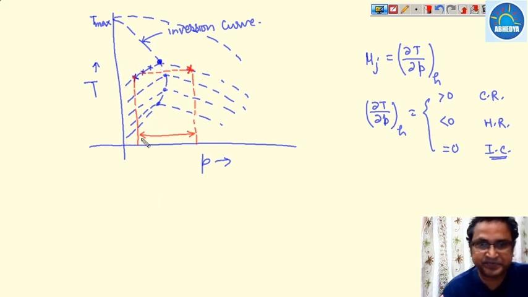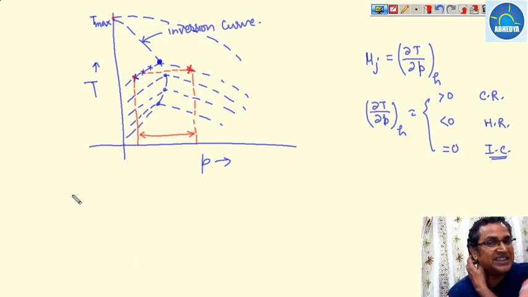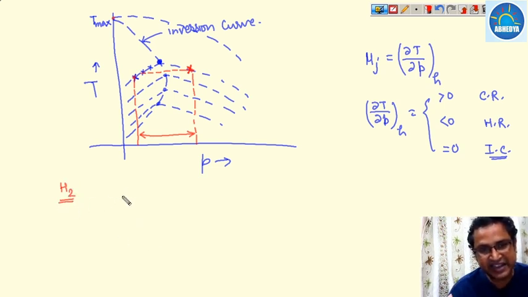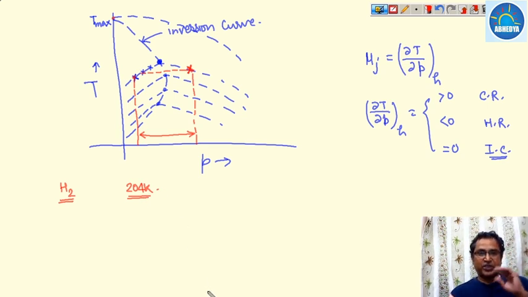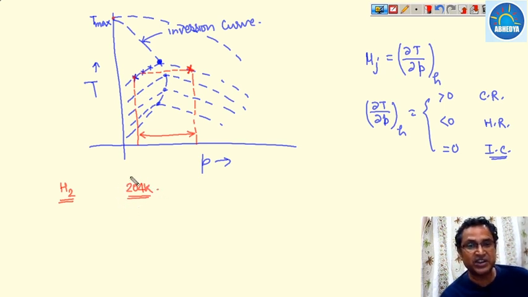Okay, and beyond this maximum temperature, since there is no cooling region, the cooling effect will not be obtained. As in the case of hydrogen, its maximum inversion temperature is around 204 Kelvin. So if we have to use hydrogen for the cooling effect, we have to first reduce the temperature to its maximum inversion temperature, 204 Kelvin, which is itself a very difficult task, and after that we will get the cooling effect.